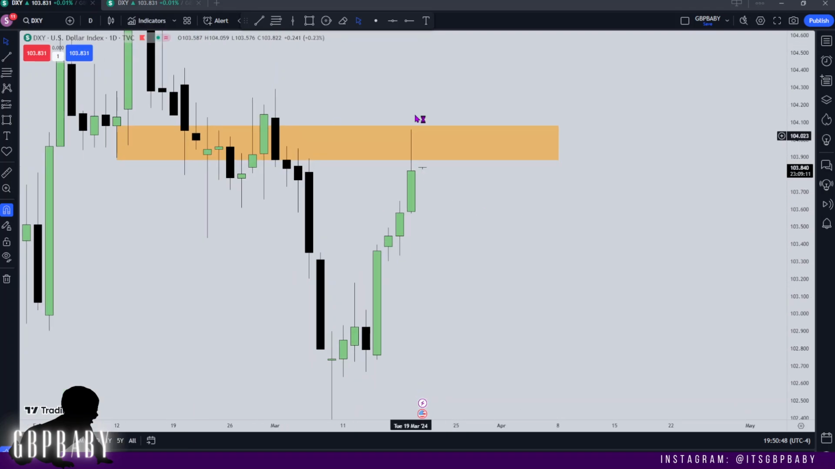So anyway, you can see there's that weekly implied fair value gap. We traded into this bearish order block right here. Here's the open off it. And then we traded nicely into that, got a nice reaction off it.